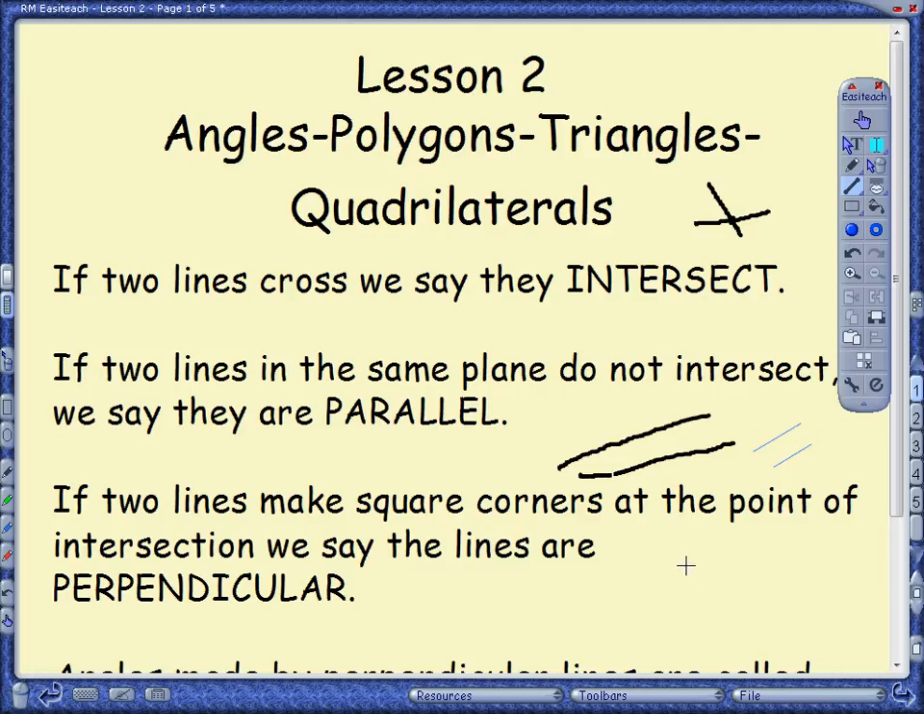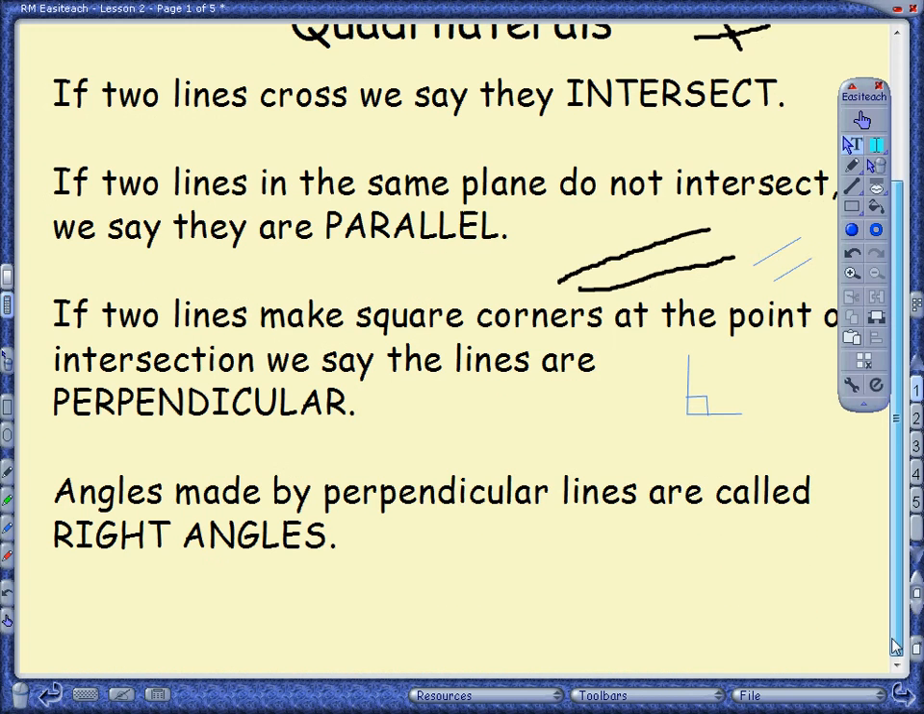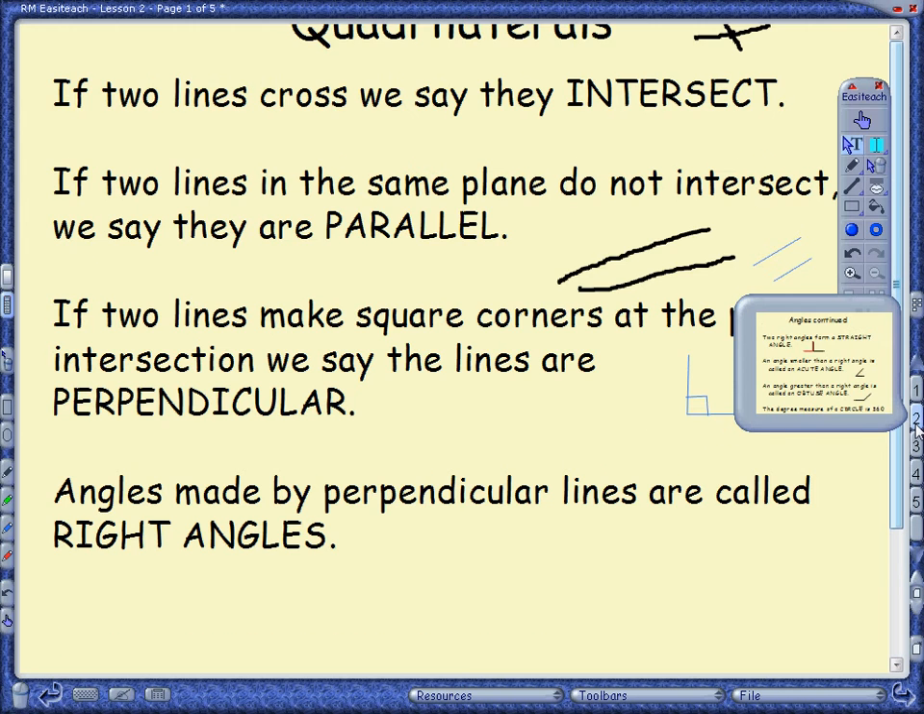If two lines make square corners at the point of intersection, we say the lines are perpendicular. So this would be perpendicular lines. And we usually use a little right angle symbol to show that that is a right angle. Okay, so angles made by perpendicular lines, like this one right here, are called right angles.